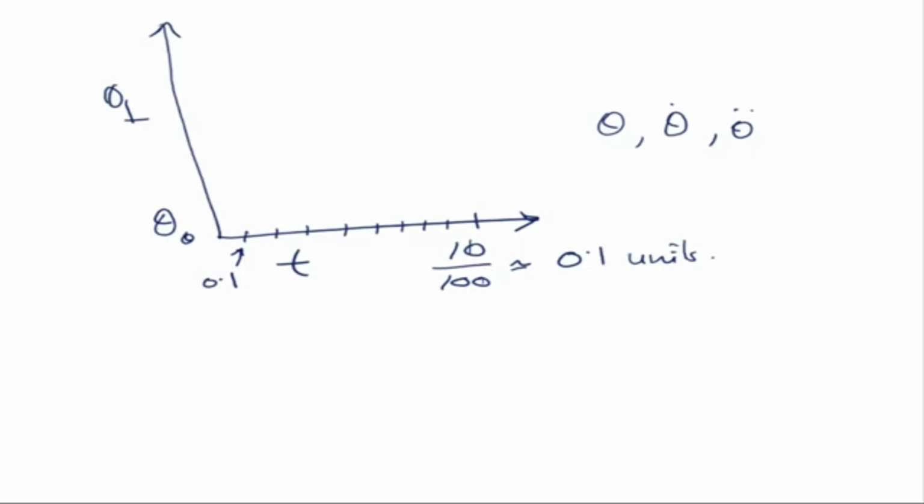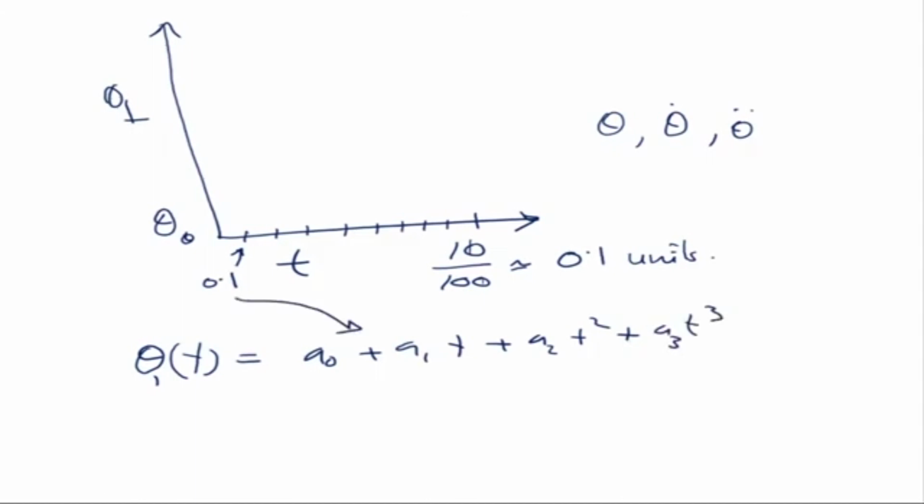So what I'll do is at every instant of time, 0.1, I will take that final equation theta 1 of t, which is a0 plus a1 t plus a2 t squared plus a3 t cubed, and put 0.1 in there. So I get the value of position, velocity and acceleration. Then I take the second instant, I put the value into this equation, and I get the next instant. So for every instant, I'm going to compute theta, theta dot and theta double dot using those three equations. Okay, so this is how I get my position, velocity and acceleration.